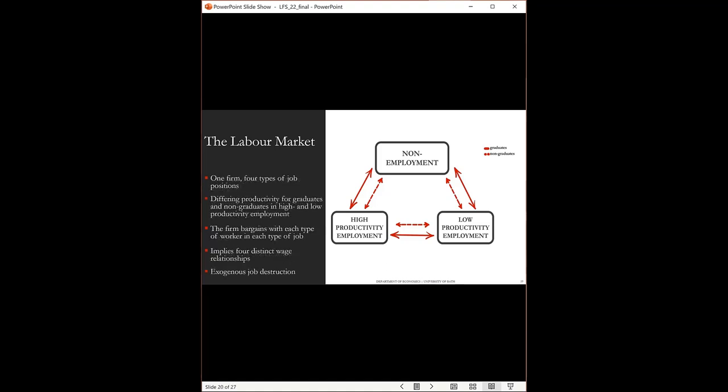We also assume that there's one type of firm that offers four types of jobs, graduates and non-graduates in high and low productivity types of employment. We assume that productivity varies from job position to job position, and that the firm bargains with each type of worker, which gives us four distinct wage equations. We also assume that job destruction is exogenous. I will speak about that at the end of the presentation.